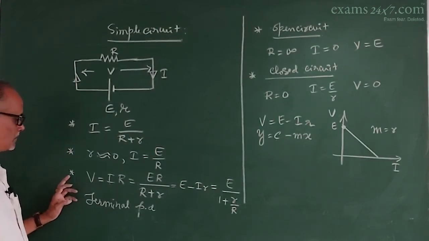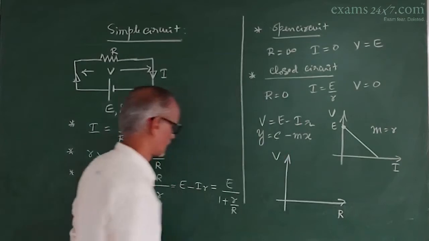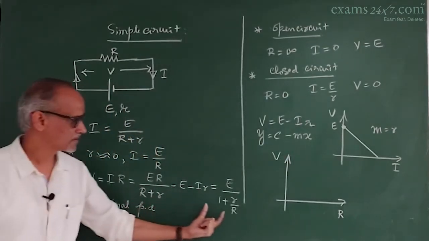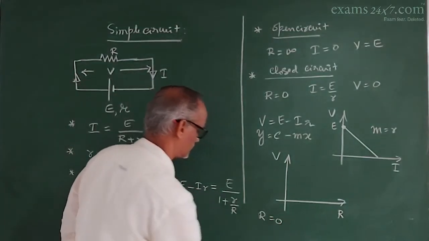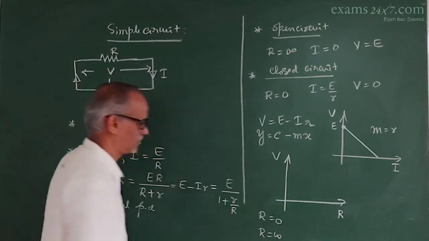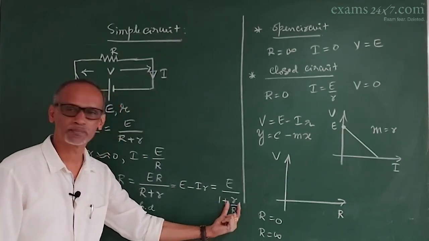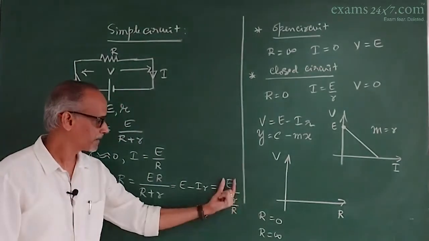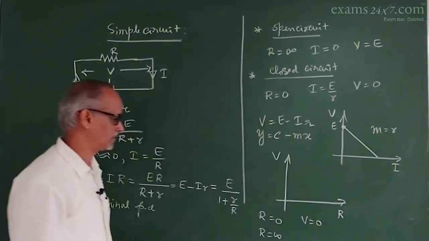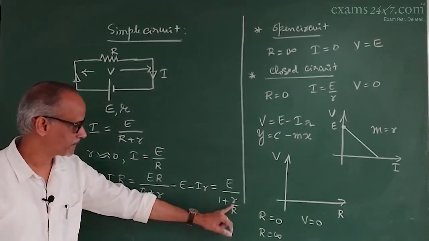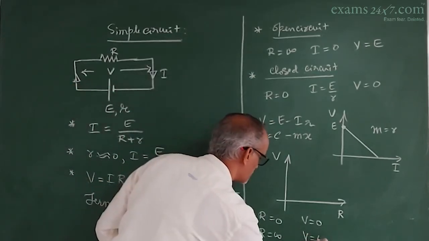Fine. Now, we can even draw a graph of V versus capital R. So let us substitute like this. When R is 0 and when R is infinity, what is the value of V that we get? Check this here. When R is 0, the reciprocal of 0 becomes infinity, and again the reciprocal of infinity becomes 0, therefore the value of V is 0. But when R is infinity, the reciprocal of infinity becomes 0 here, and V becomes equal to E.